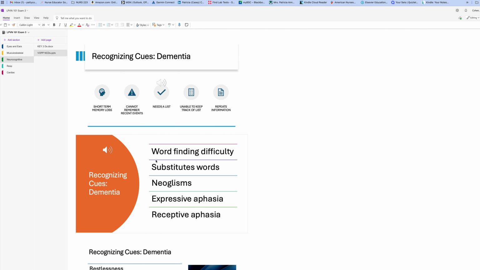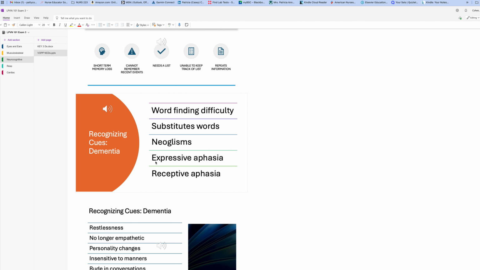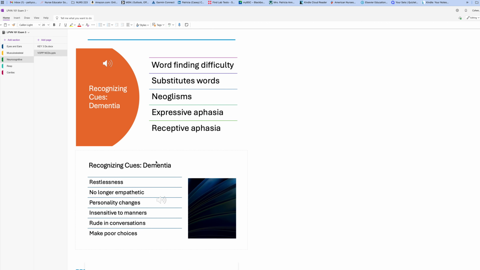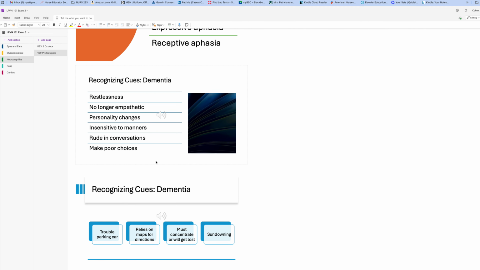They could have expressive aphasia, which means they can understand you but can't talk. Receptive aphasia means they don't understand what you're saying, but they may be able to talk, but they're not making any sense, okay? Recognizing cues with dementia. They could be, especially as they progress, okay?